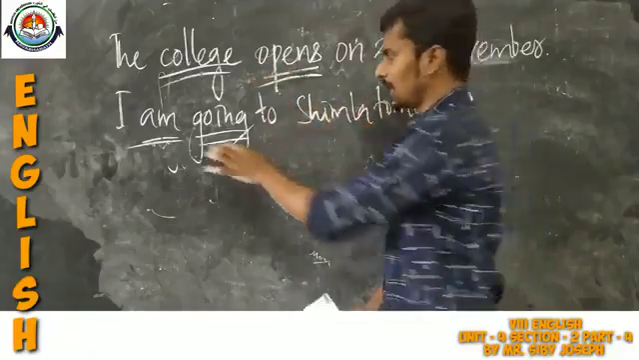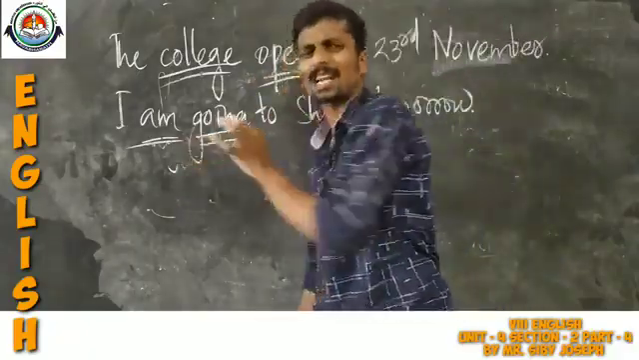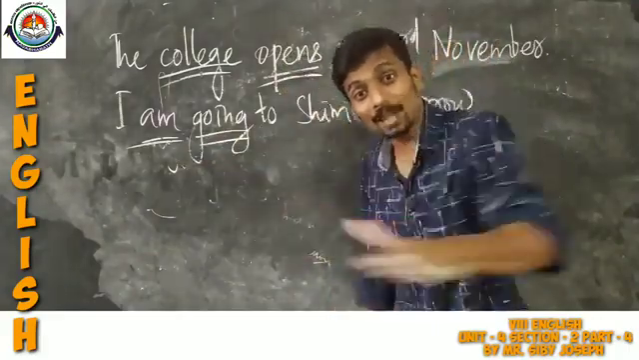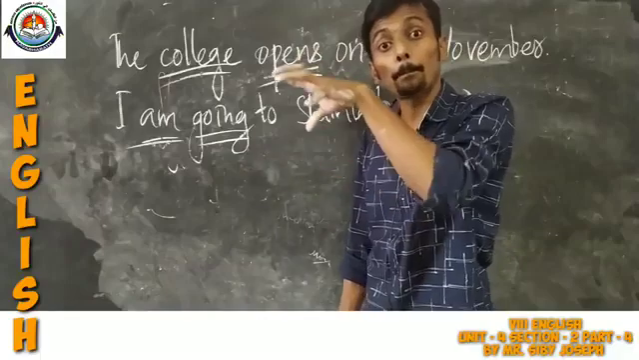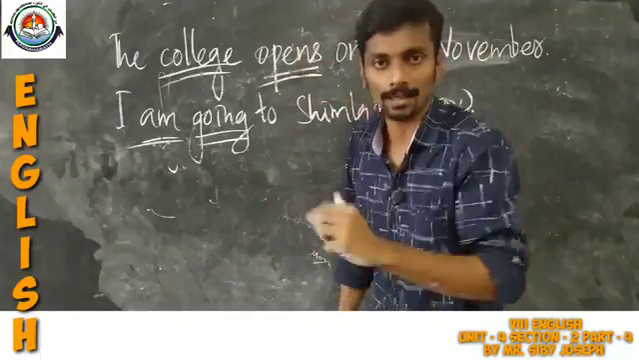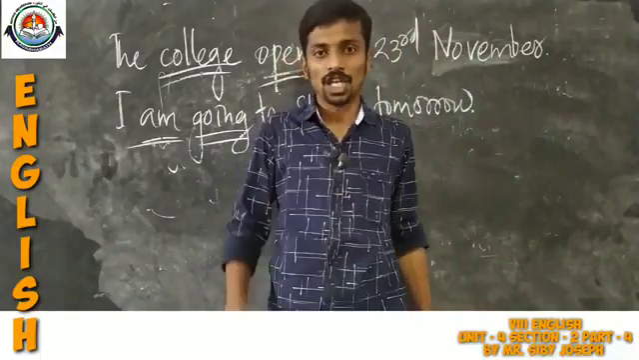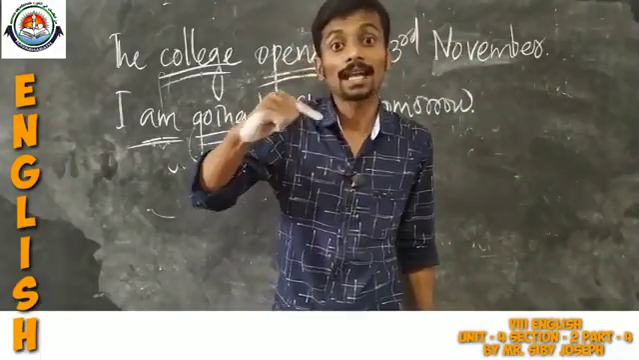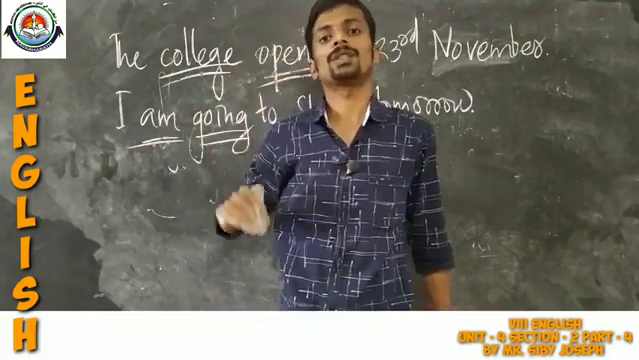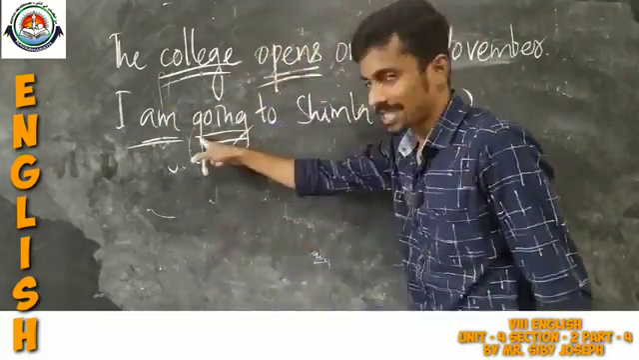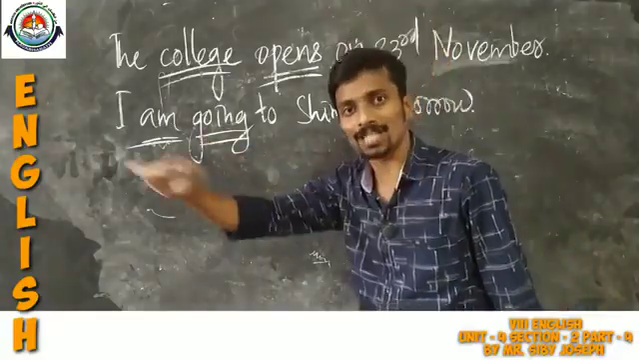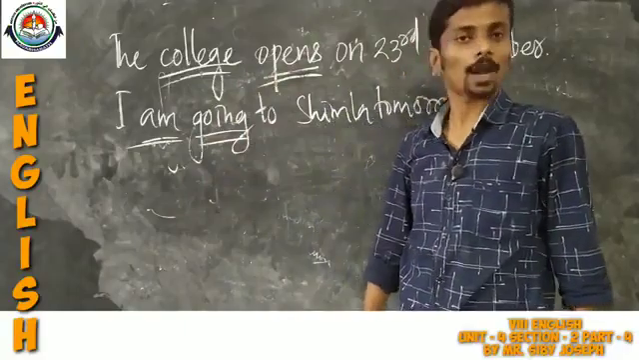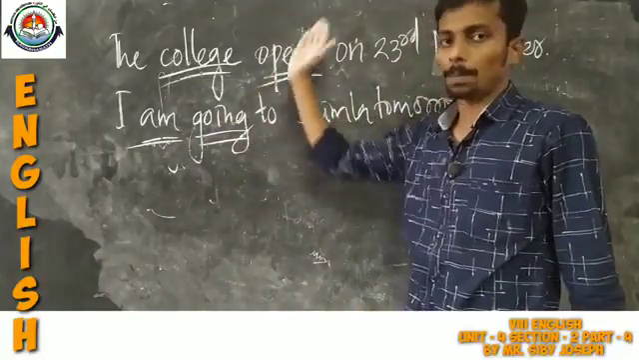Then coming to the second one, I am going to Shimla tomorrow. Present continuous. Present continuous is used to speak about a continuous action that is happening at the period of speaking. I am teaching. It is happening right now at the time when I made a comment that I am teaching. So present continuous can be used to speak about a continuous action that is happening at the time of speaking.